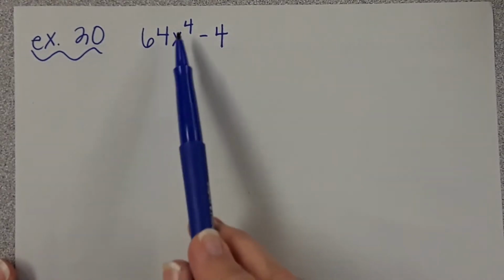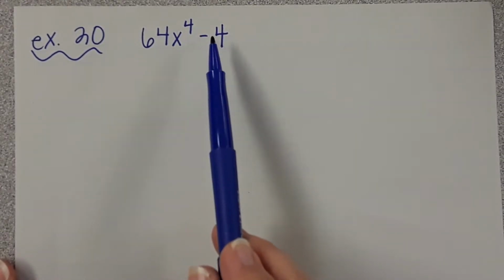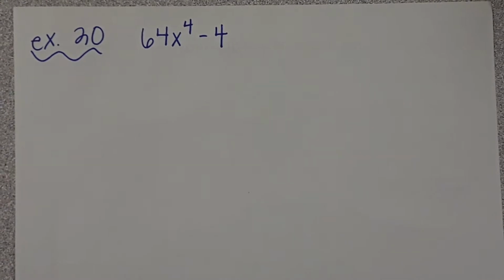Okay, so here is 64x to the fourth minus 4. The first thing that you're going to do in any problem is see if they have a GCF, a greatest common factor. So I'm going to look at the smallest number, which is 4. Does 4 go into 64 evenly? If you don't know, you might want to use your calculator.